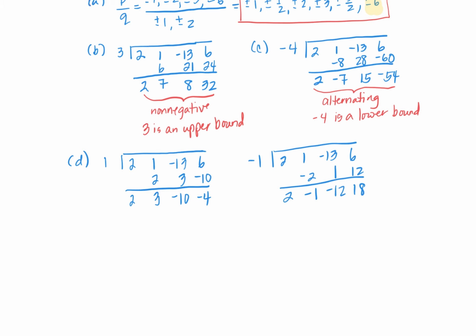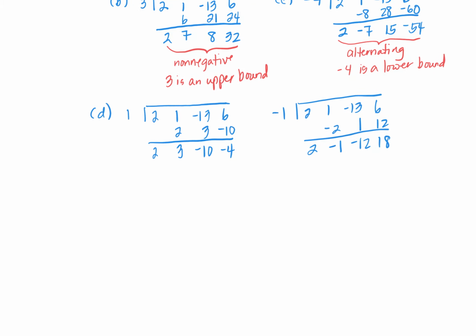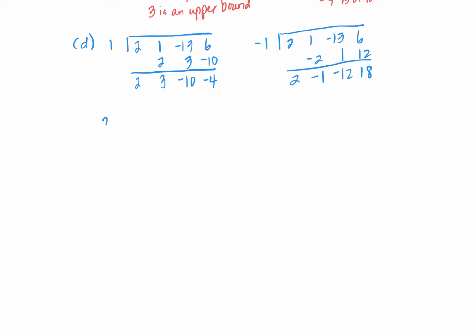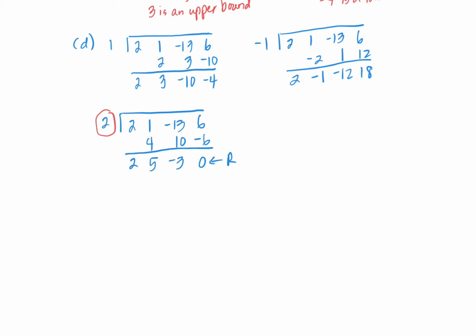All right, so back to the rational zeros. I'm going to go to the positive and negative 2. So if I do a positive 2, 2, 1, negative 13, and 6, I hope it's not a fraction. 2 times 2, that's 4. Add to get 5. 2 times 5 is 10. Add to get negative 3. Ah, here we go. Negative 6. We have our 0 remainder. That tells me that 2 is a zero.